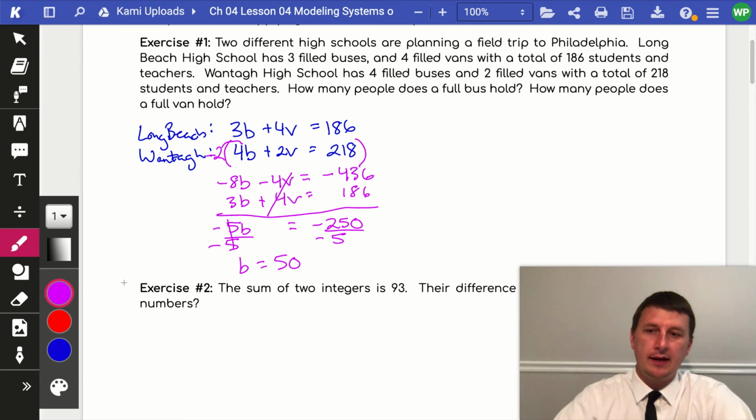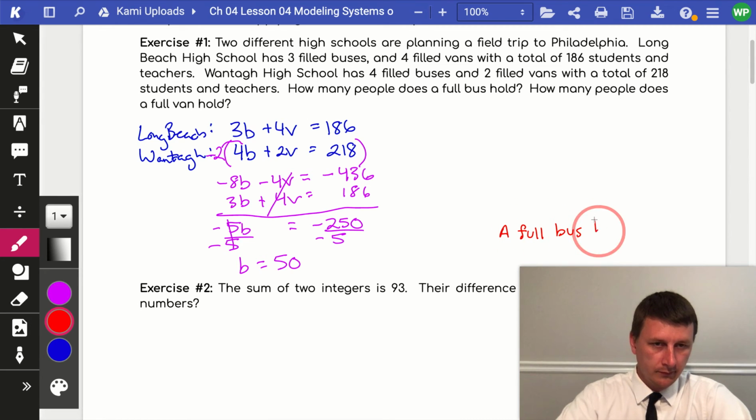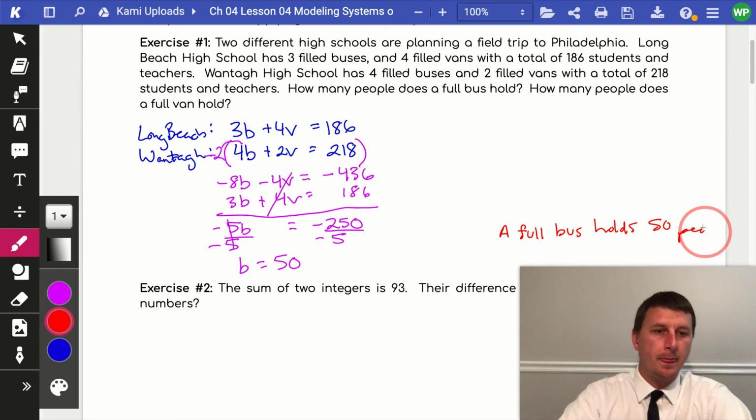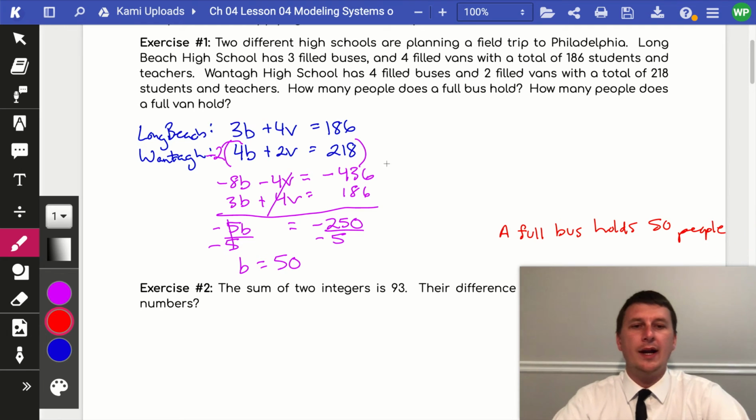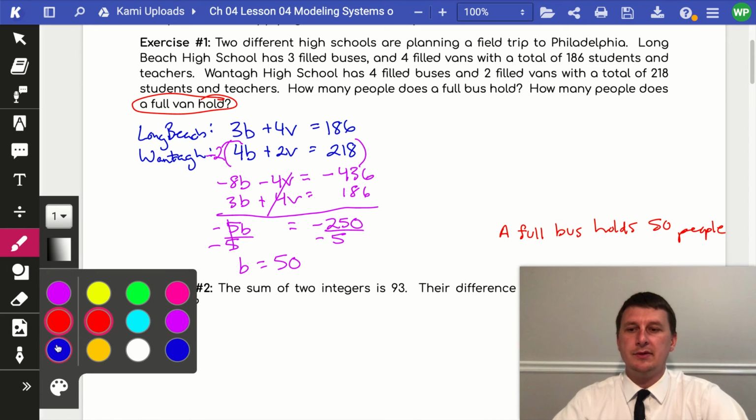So we can write that over here as a note. A full bus holds 50 people. But we're not done yet because we need to also know how many people a full van holds. So we're going to go back to doing our work up here.